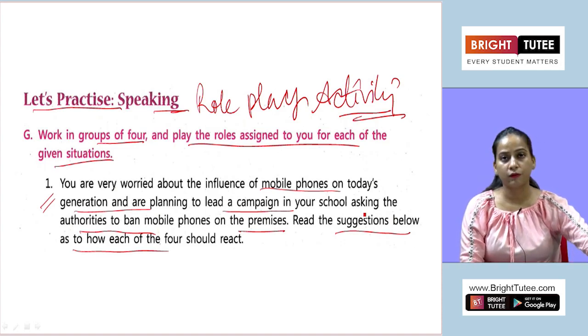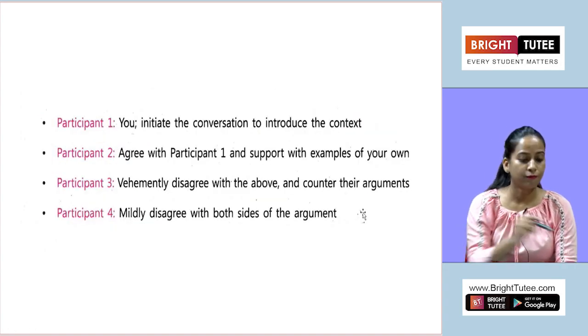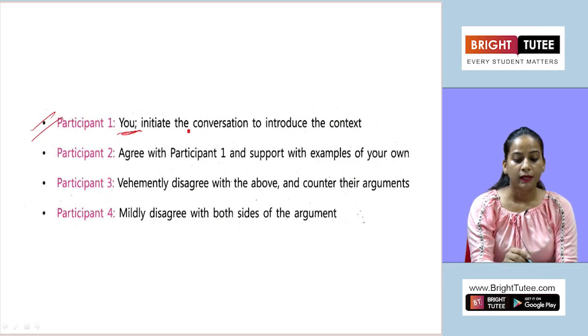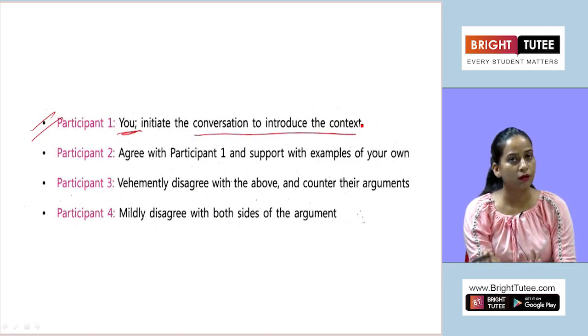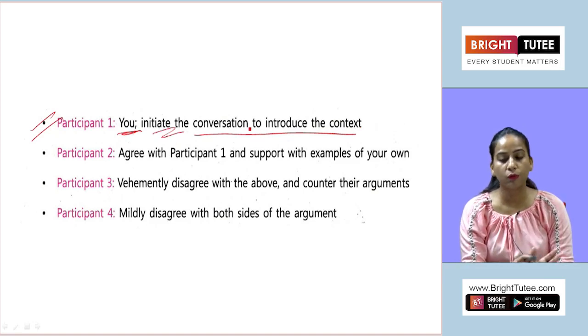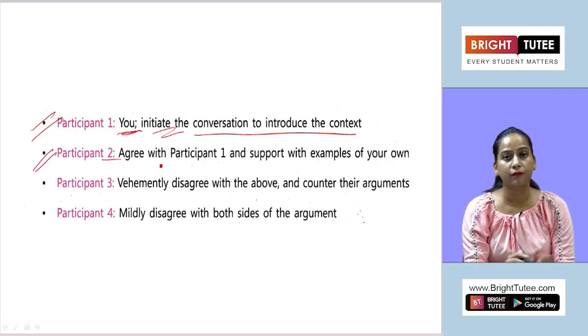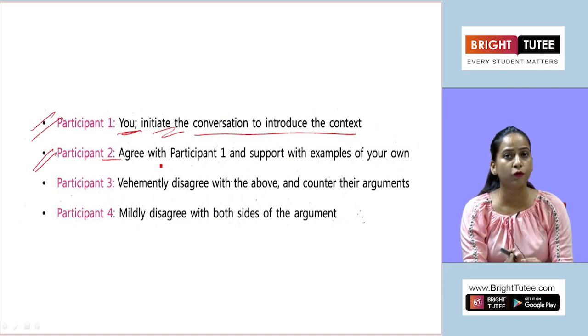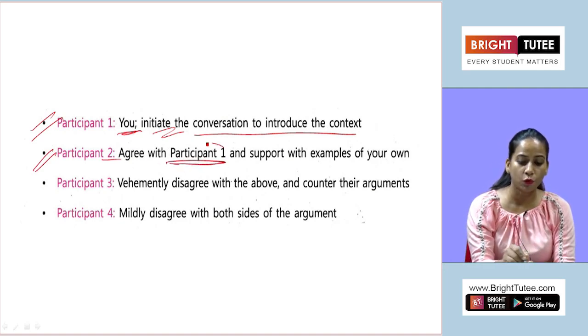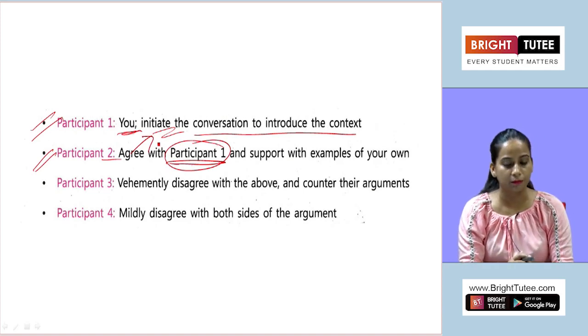A few suggestions are given for you. The first participant is going to initiate the conversation to introduce the context. So the first group member initiates the conversation and introduces the topic or issue about which you are going to present your views or discuss with each other. The second participant agrees with participant 1, and will support with examples of your own. So you have to suggest different examples from your own side.